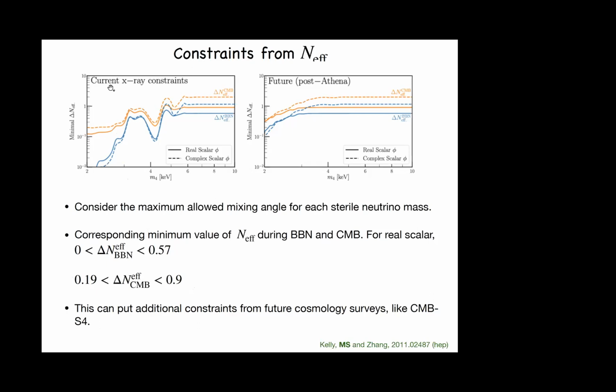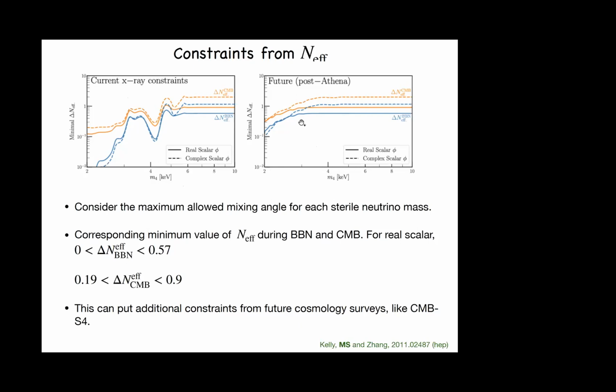If you go to future X-ray telescopes like Athena and so on, which actually put much stronger constraints on the mixing angle, then in principle you can probe even larger values of delta N effective, because Athena essentially rules out even larger values of mixing angle for a certain mass of this dark matter. And then for a smaller mixing angle, you need larger energy density in these scalars to produce them. And so the delta N effective contribution from them becomes higher.